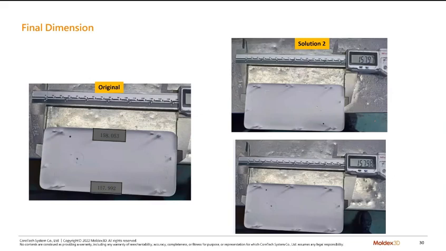So in this case, they had an uneven shrinkage issue, and they found out that the uneven shrinkage is caused by the uneven flow patterns. They tried to make the flow balanced first, and if the flow is balanced, the packing effect should be similar inside the cavities, and it will lead to a better, more uniform shrinkage result inside the part.